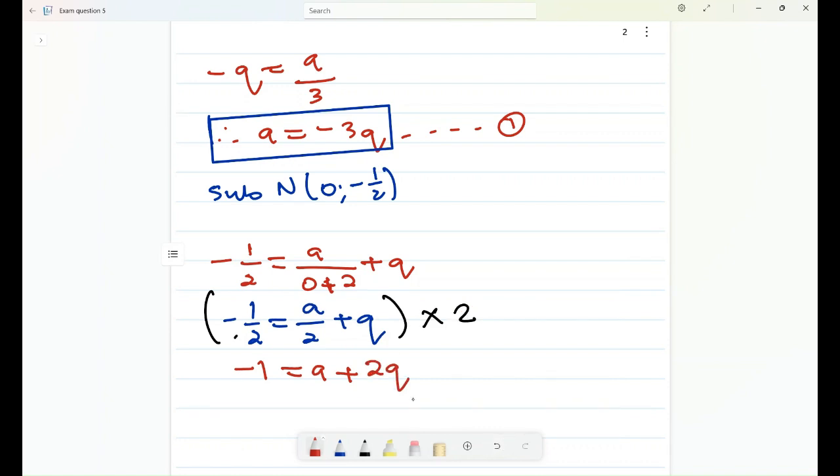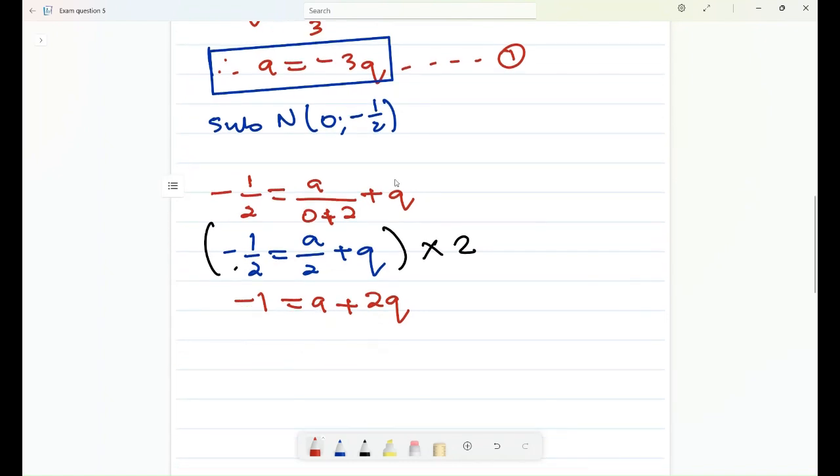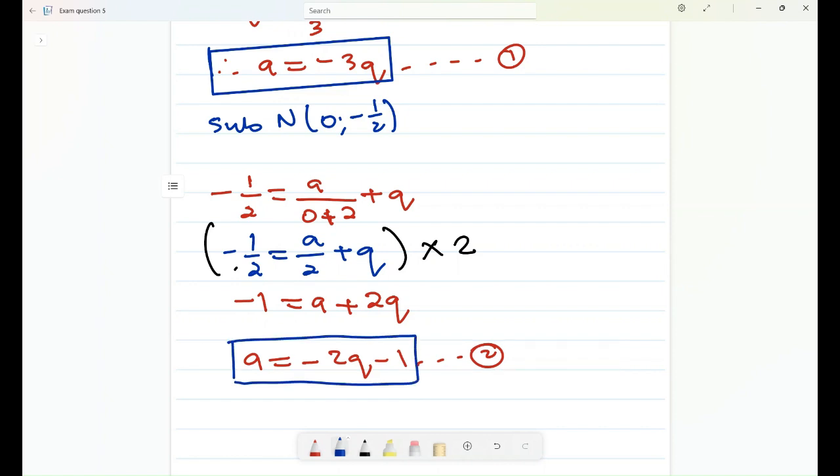Again, I want to leave a by itself. When I leave a on this other side, a is equal to, when I take this one to the other side, negative 2q minus 1. Can you see that this is my equation 2, the second equation? I have a and q.